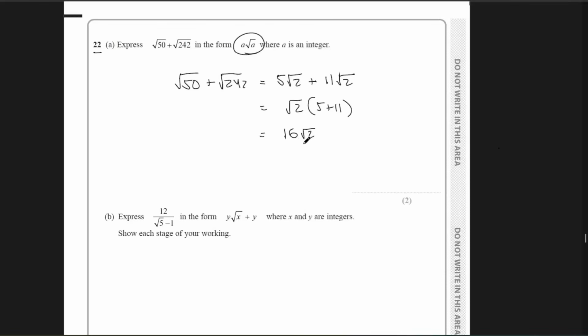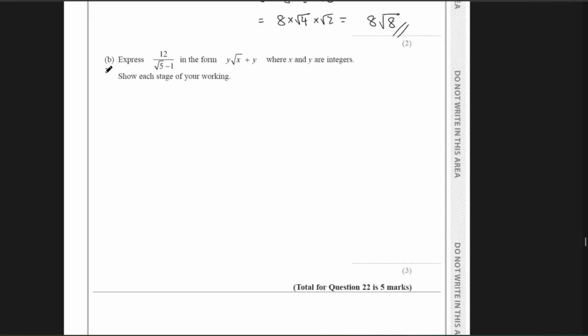Okay, so 16 root 2 is not the same as a root a. We need both these numbers to be the same, so we'll have to manipulate this. So let's try breaking 16 down into 8 times 2 times root 2. And then we can see that 2 can be written as root 4. So let's change that. 8 times root 4 times root 2. Root 4 times root 2 will give us root 8. So finally we have 8 root 8, and that's the answer. Let's look at B.